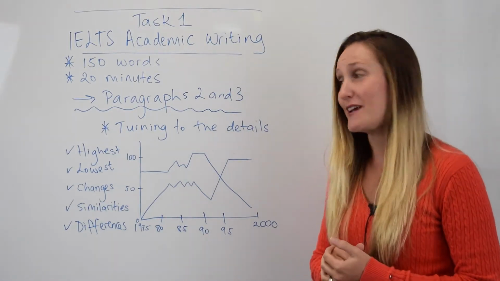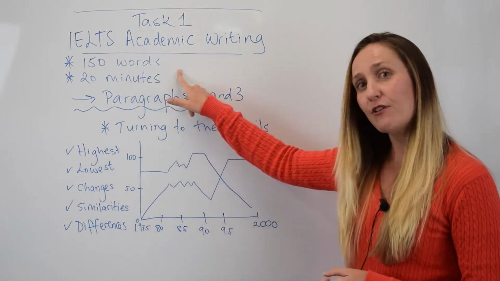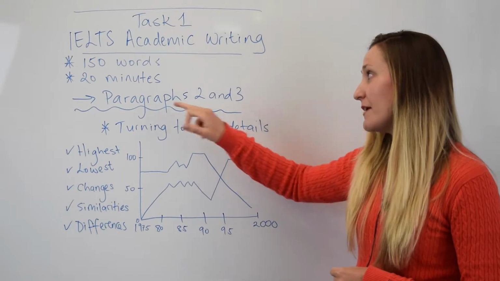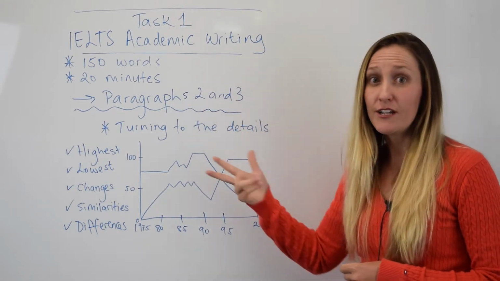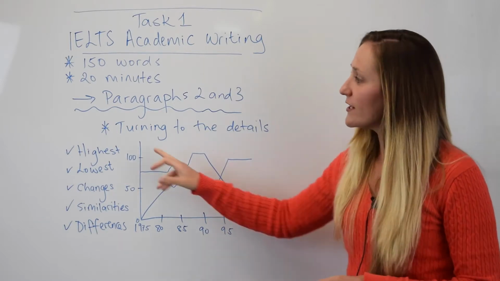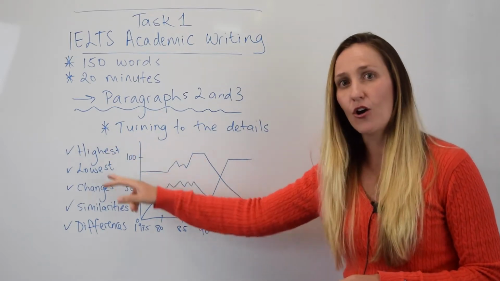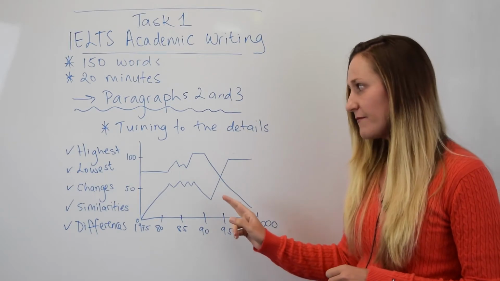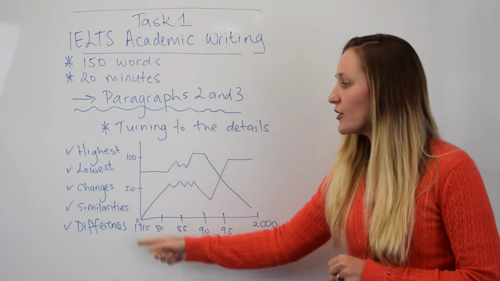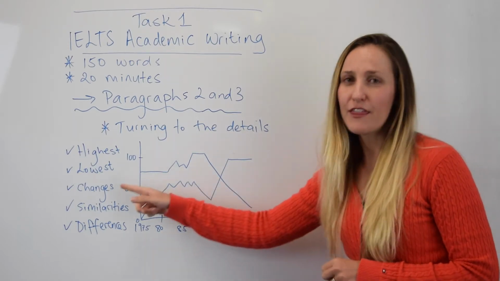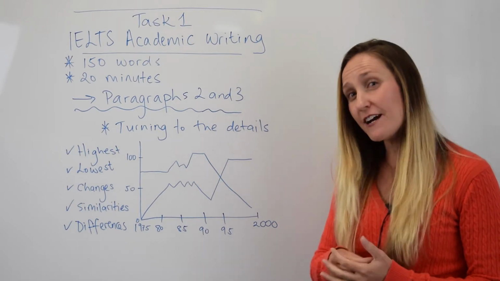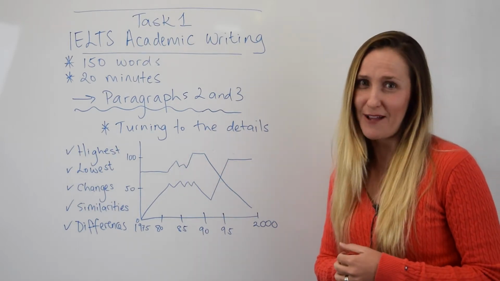So let's do a quick recap. Don't forget you have to write 150 words. You have 20 minutes to do it. And in paragraphs 2 and 3, you need to write a minimum of 50 words per paragraph. You're going to talk about the highs and the lows in each piece of data. You're going to describe changes over time. You're then going to compare the data and think about similarities and differences, and try to use effective linking words in order to do that.